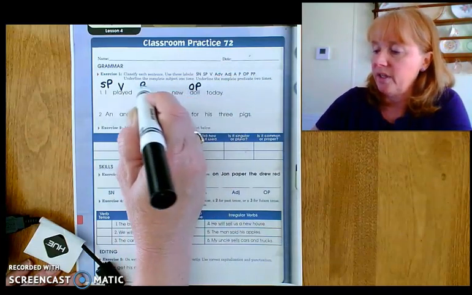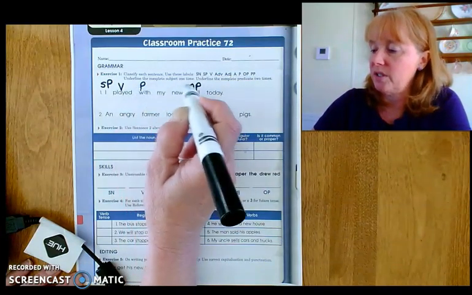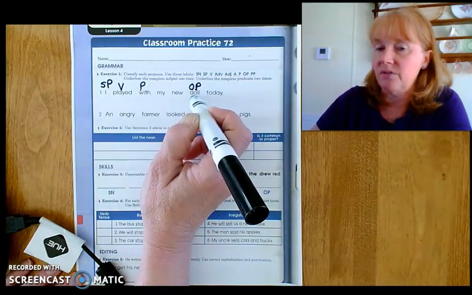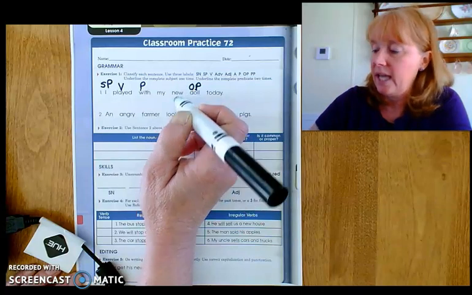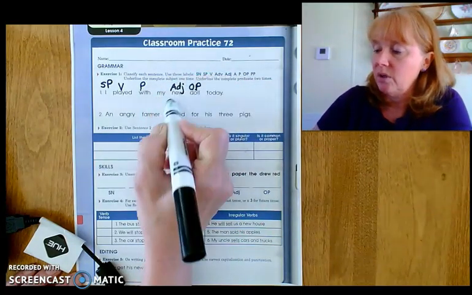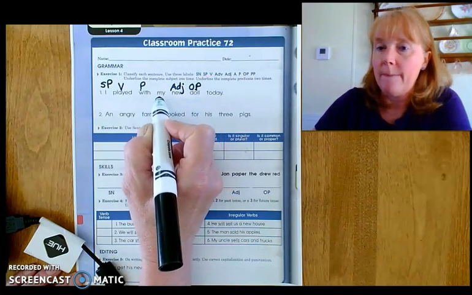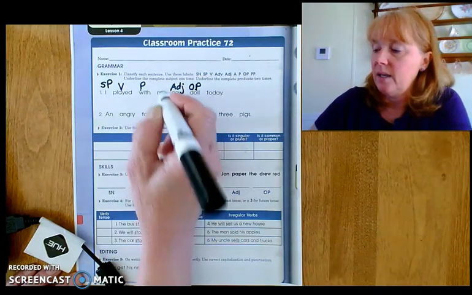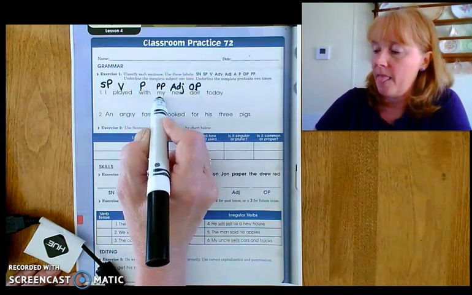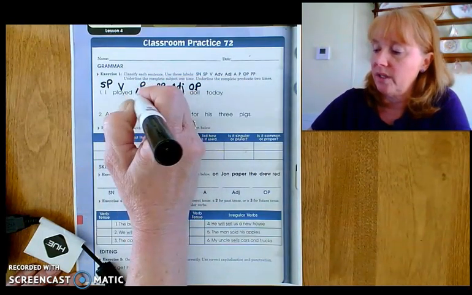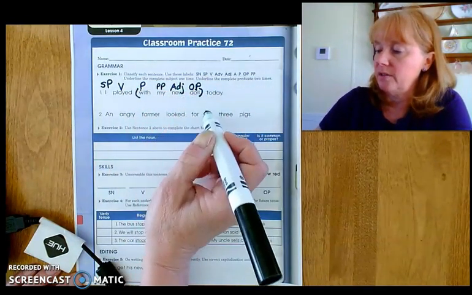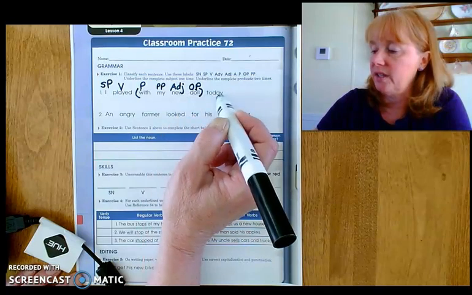Now we have to go back and fill in all these words between the preposition and the object of the preposition. What kind of doll? New. Adjective. Whose doll? My. Possessive pronoun. So, with my new doll is your prepositional phrase. We have one word left here at the end.